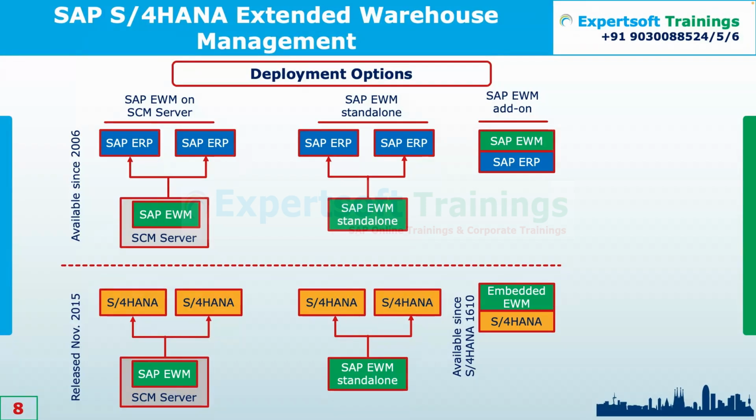Nobody will expect you to know all those versions and how they got deployed, but you should at least have some knowledge that you have different SAP EWM versions and several deployment options. But for this training course, our main focus will be the embedded EWM on S4 HANA. Here I have mentioned 1610 because it is the first time embedded EWM was introduced on S4 HANA. But we are using the latest version, 2023, to understand the concept of embedded EWM.